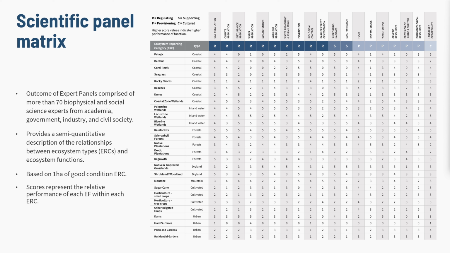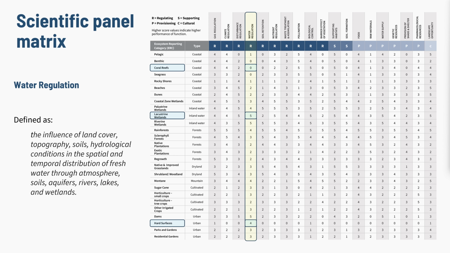So let's look, for example, at the function water regulation. The water regulation ecosystem function is defined as the influence of land cover, topography, soils, and hydrological conditions on the spatial and temporal distribution of fresh water through atmosphere, soils, aquifers, rivers, lakes, and wetlands. You'll note that the expert panel have assigned a score to represent their view of the performance of each ecosystem function occurring within each ecosystem type, or as we're calling them, ecosystem reporting categories.